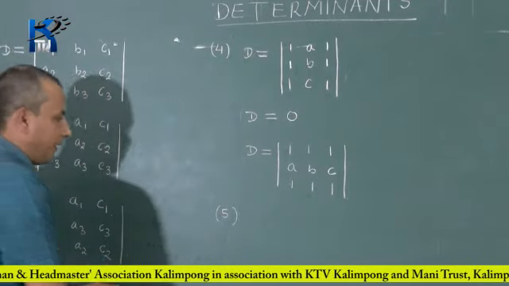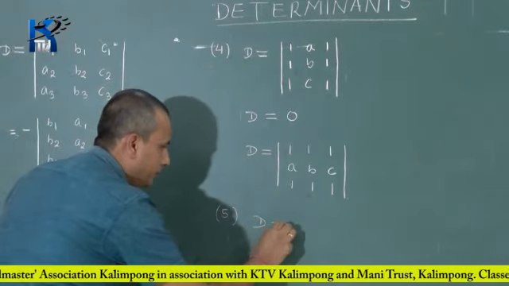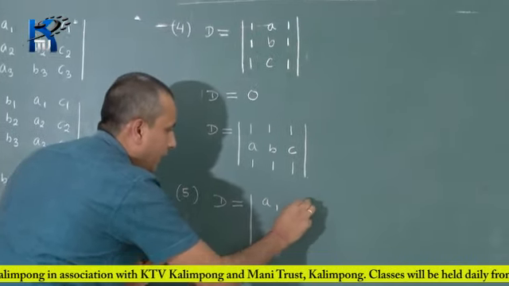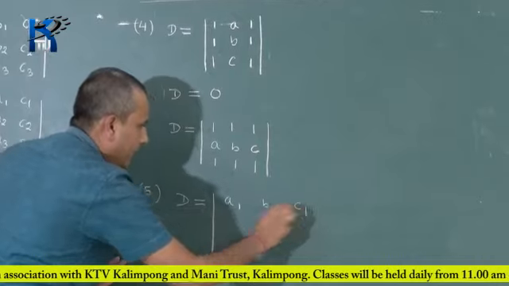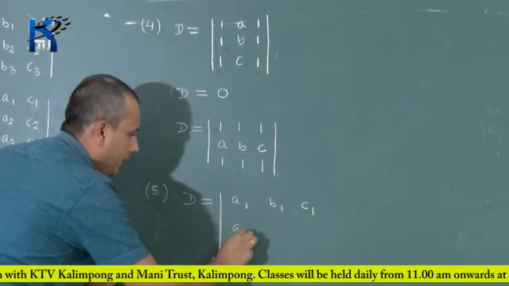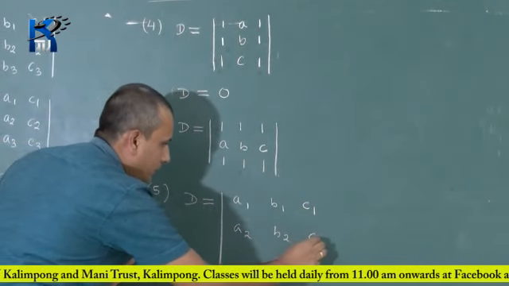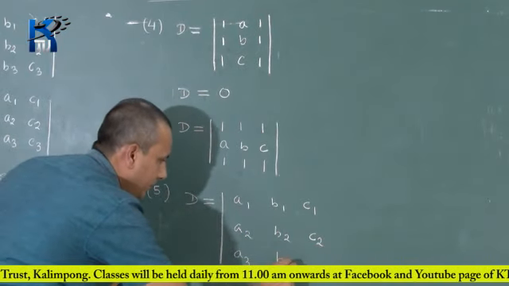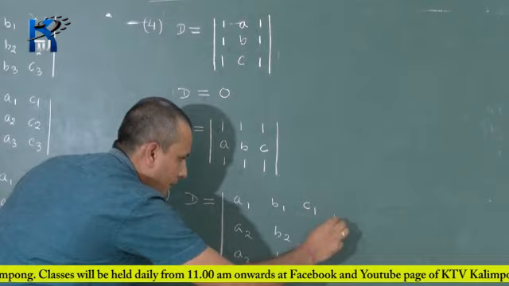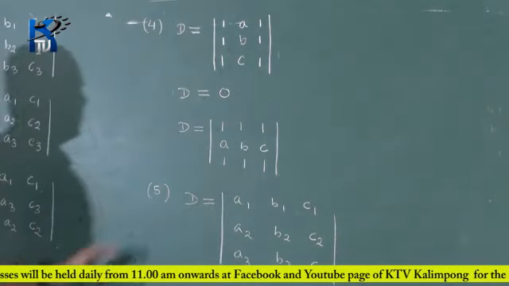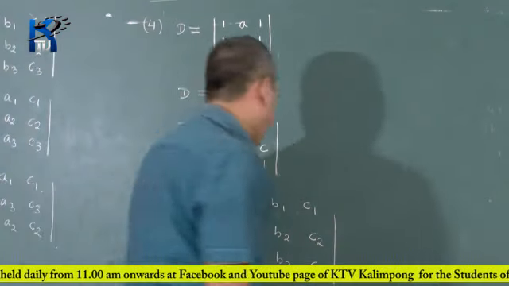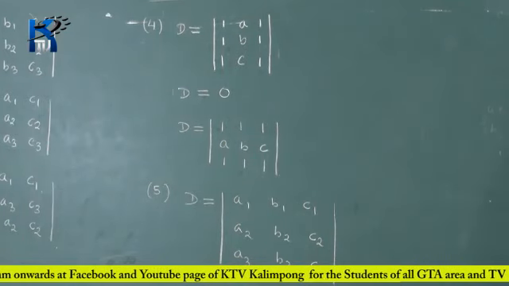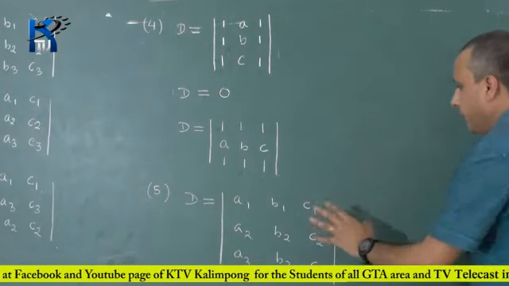Now, the fifth property. Let us suppose the determinant is A1, B1, C1, A2, B2, C2, A3, B3, C3. Now, this is a numerical based property. Now, try to understand this property. Frequently we will use it in numericals.